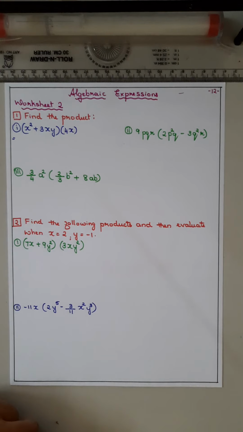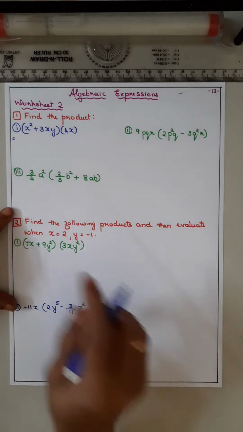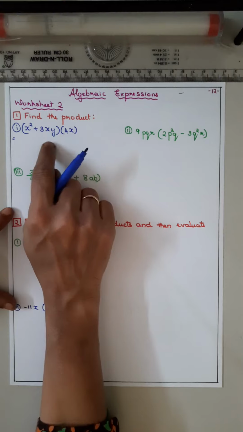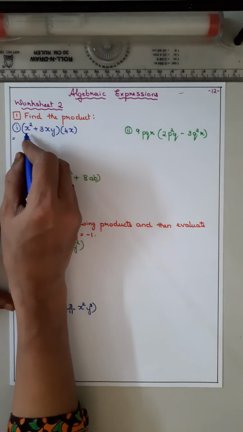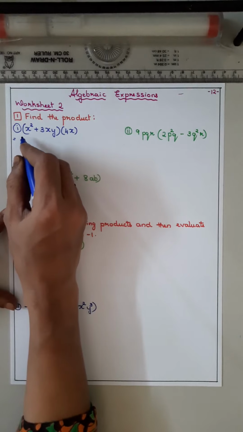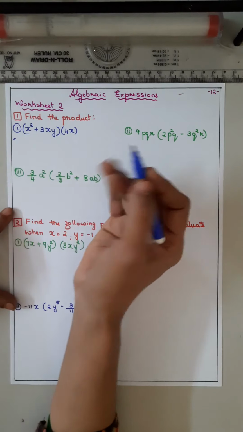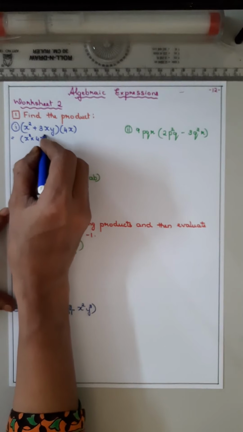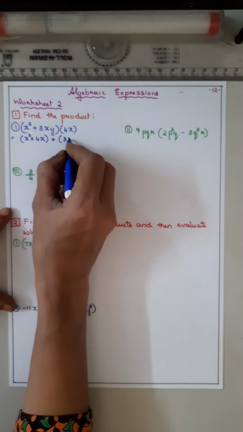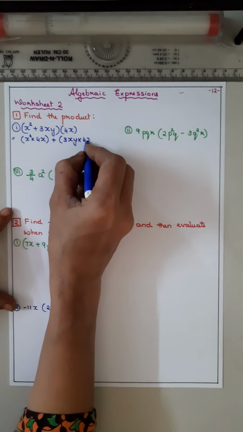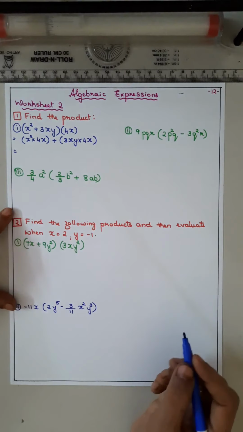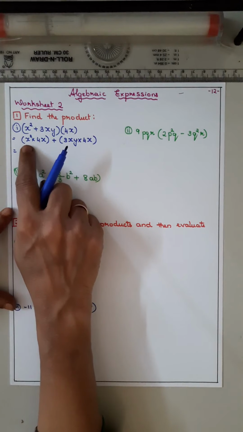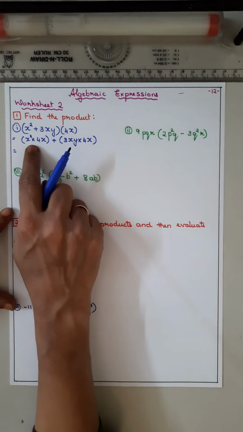Find the product. So you know already, it is 4x squared plus 3xy within the bracket and 4x outside. It means you have to multiply the first term with whatever is there outside. So that is bracket open x squared into 4x plus 3xy into 4x. While putting x and the multiplication sign, be careful. So x should be written like this, and the multiplication sign as a cross.